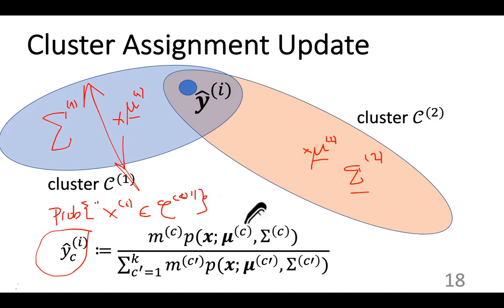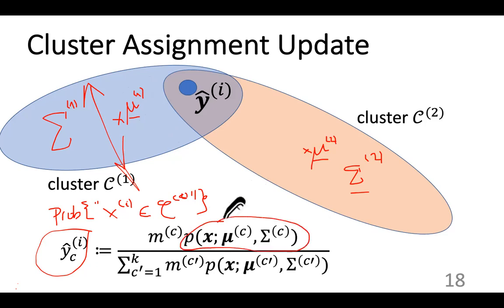Okay, and we can then evaluate this probability by using our assumption that if a data point belongs to cluster 1, it is distributed like a Gaussian with mean vector mu1 and covariance matrix sigma 1. And this is exactly what is here.